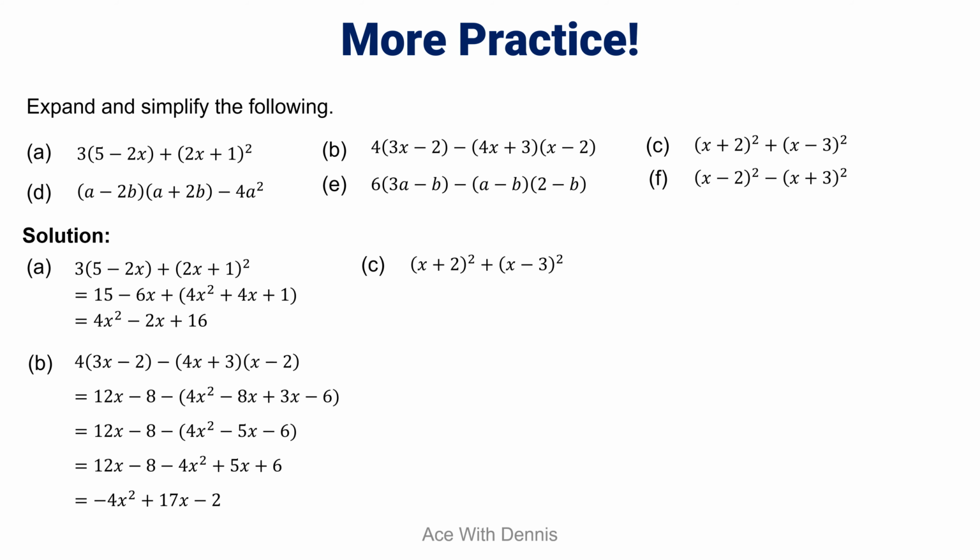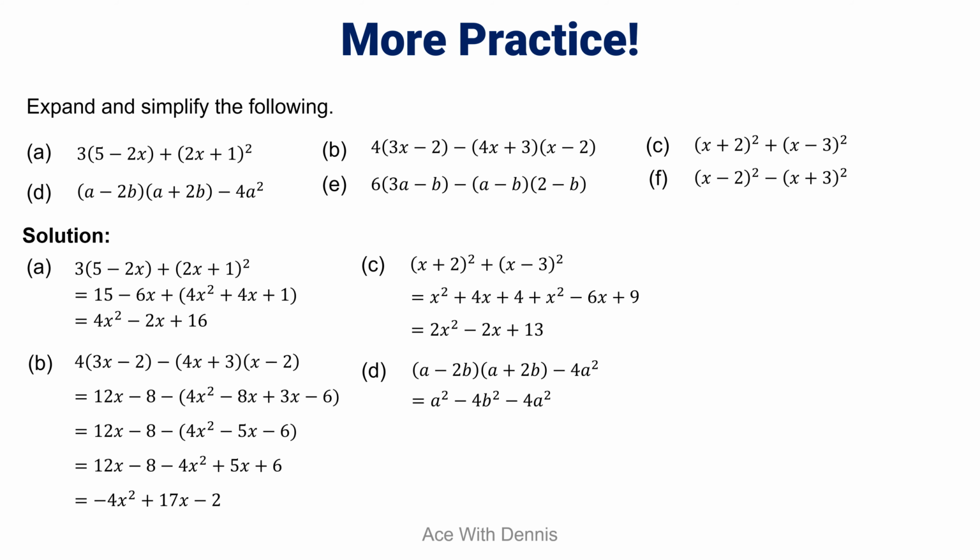For C, x plus 2 squared plus x minus 3 squared. When I expand, we have x squared plus 4x plus 4 plus x squared minus 6x plus 9. Simplify, we have 2x squared minus 2x plus 13. D. a minus 2b times a plus 2b minus 4a squared. Expand the bracket, we have a squared minus 4b squared minus 4a squared. Simplify, the answer will be negative 3a squared minus 4b squared.